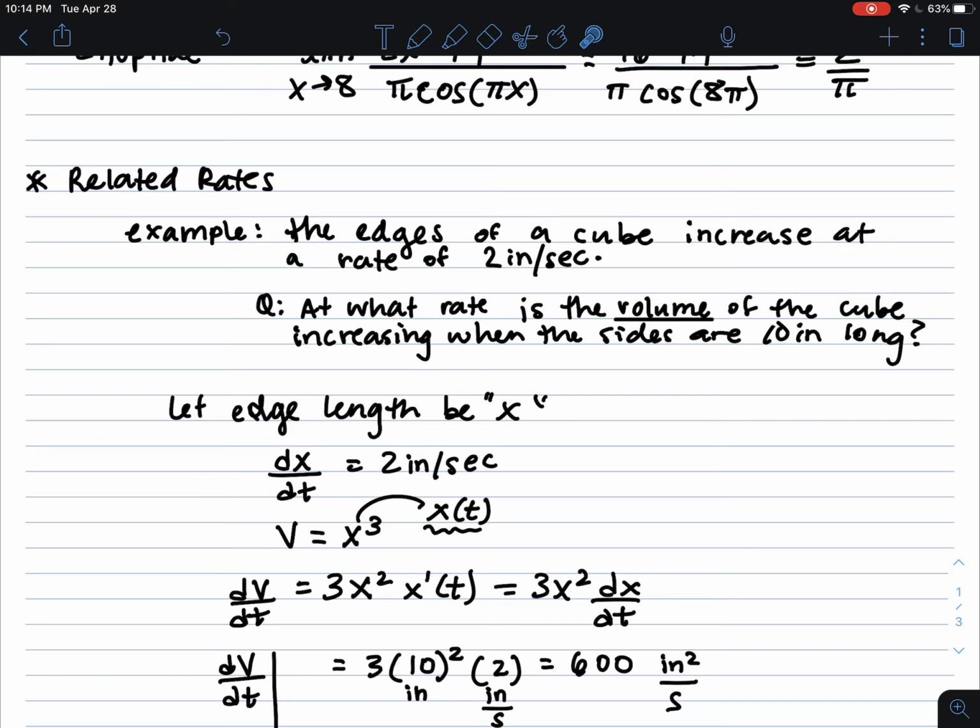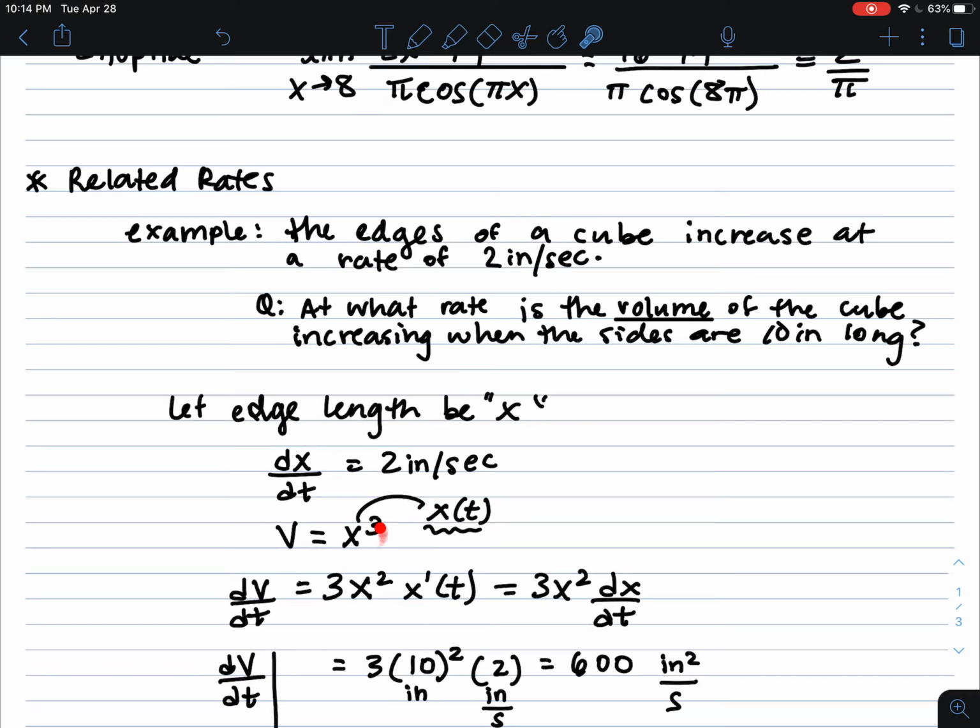Hopefully you guys are familiar with the fact that the volume of a rectangular prism is 2 pi r. That's not even related. Okay. It is base times height times length or width. In this case, because it's a cube, all of those are the same thing, so it's just x cubed. It is important to note that x is technically a function of time, as we talked about up here.